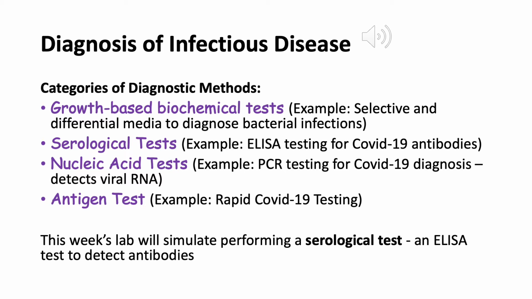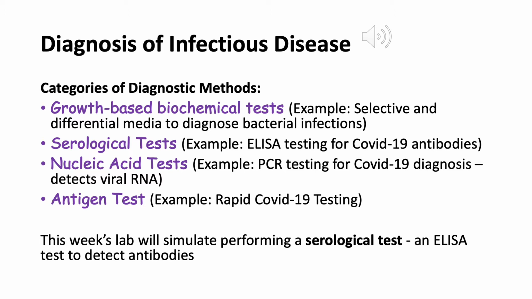So maybe that they didn't know it if they were asymptomatic, or maybe if they were not tested at the time. Serological tests like the ELISA test for COVID-19 antibodies can determine if a person has antibodies for the infection, indicating that they had this infection in the past. So that's the blood test that you've heard of for COVID-19 antibodies.